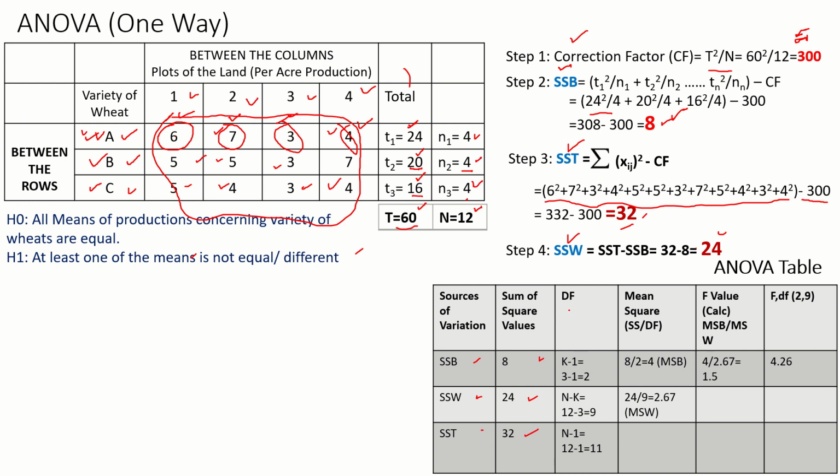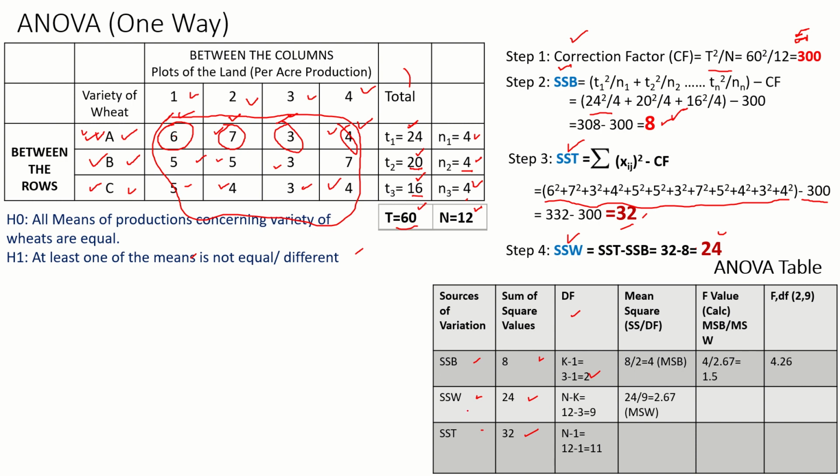Then we have to calculate the degree of freedom. This is very important because we have to find out the table value for this, because we have to compare the calculated value with the table value. So this is k minus 1. What is k? That means number of samples. Number of samples A, B, C, 3 varieties of seeds. Therefore, 3 minus 1 equals 2.